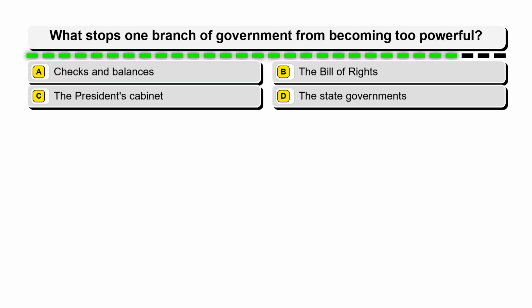Question 19. What stops one branch of government from becoming too powerful? Option A, checks and balances. Option B, the Bill of Rights. Option C, the President's Cabinet. Option D, the state governments.